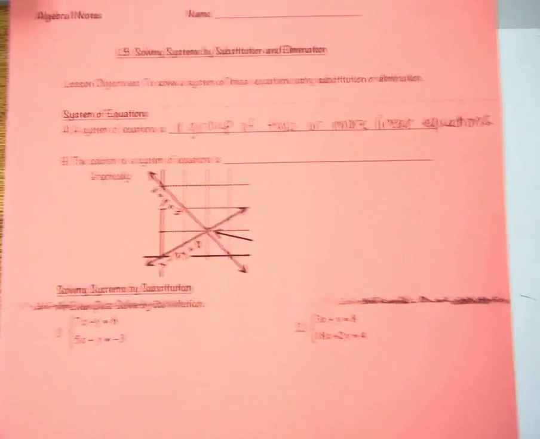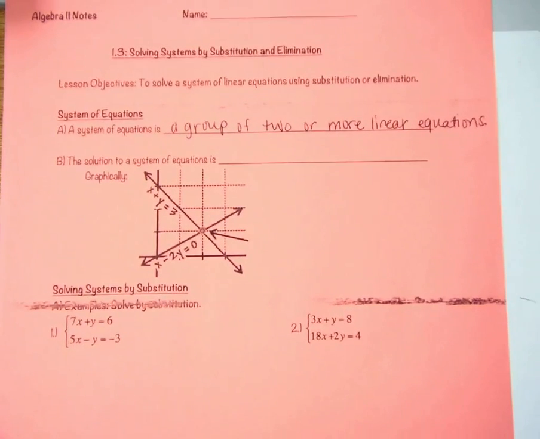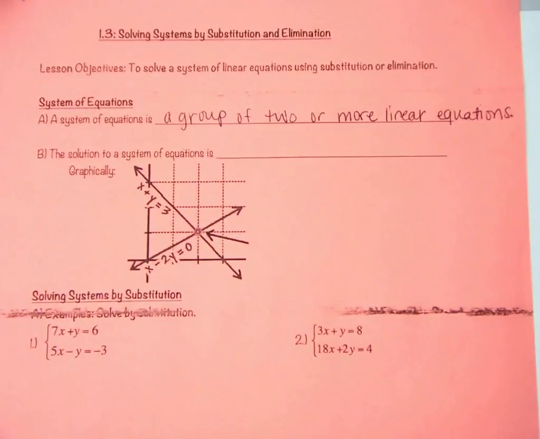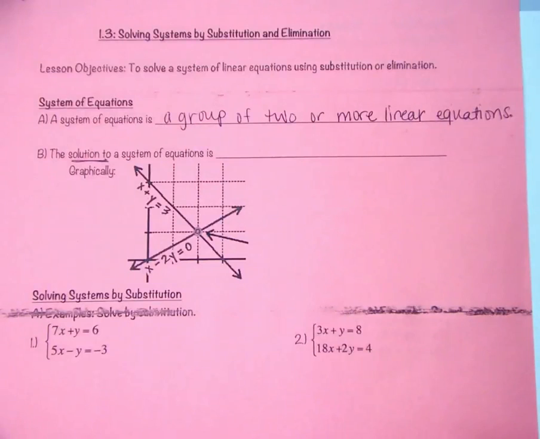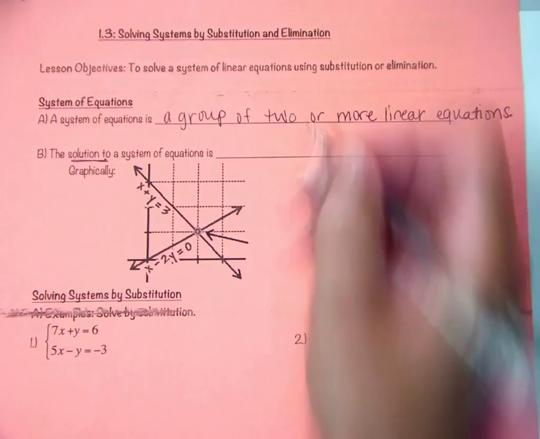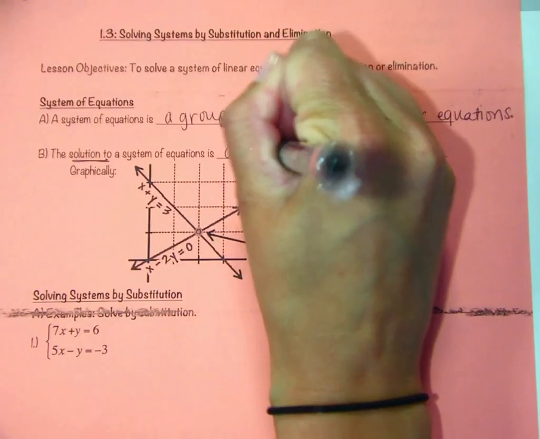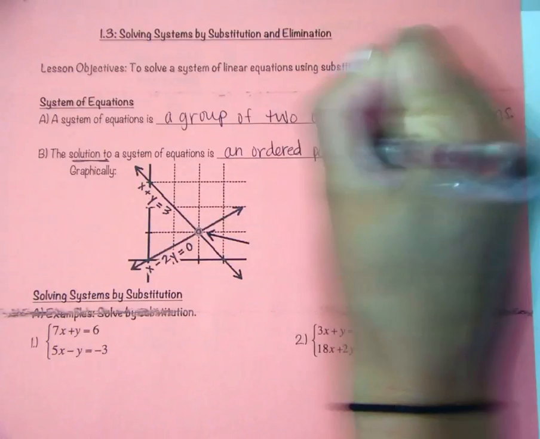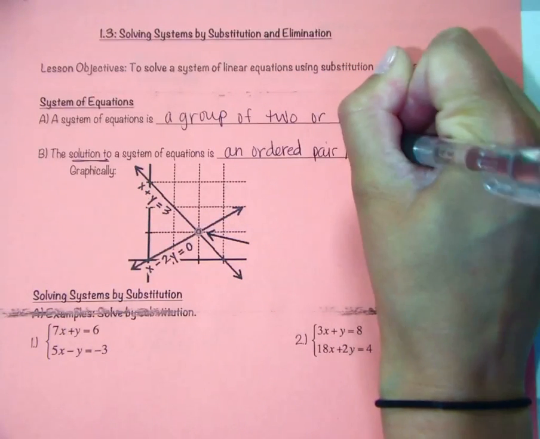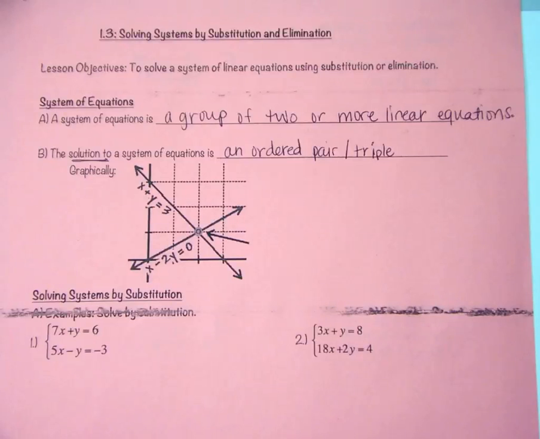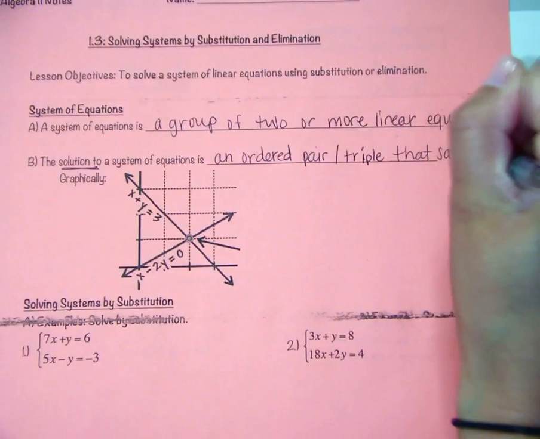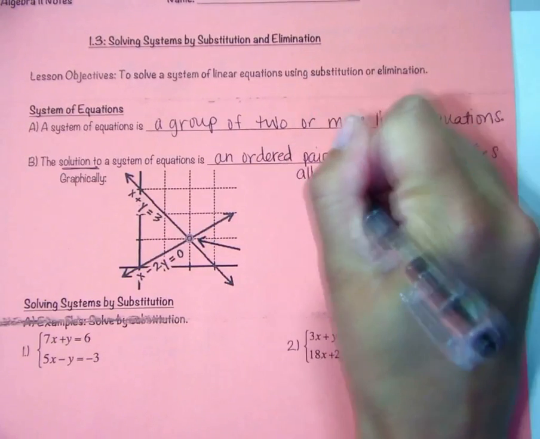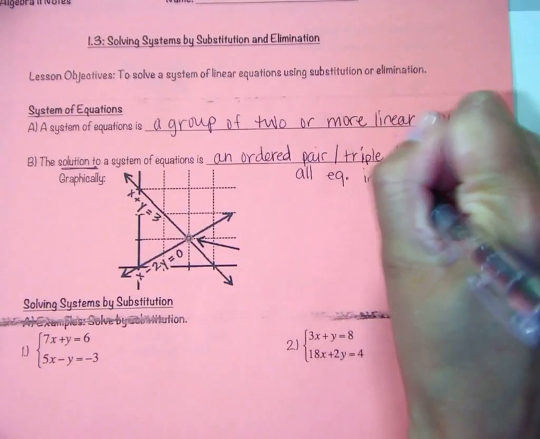Okay, so what I really want you guys to understand when we are working with systems is what the solution to a system means. A solution to a system of equations is going to be an ordered pair. I should also probably say or an ordered triple, which again we'll get to later on. This is going to be an ordered pair or an ordered triple that satisfies all of the equations in the system.